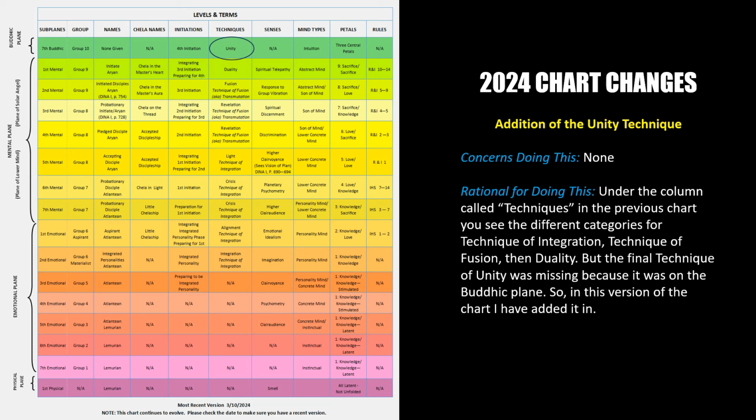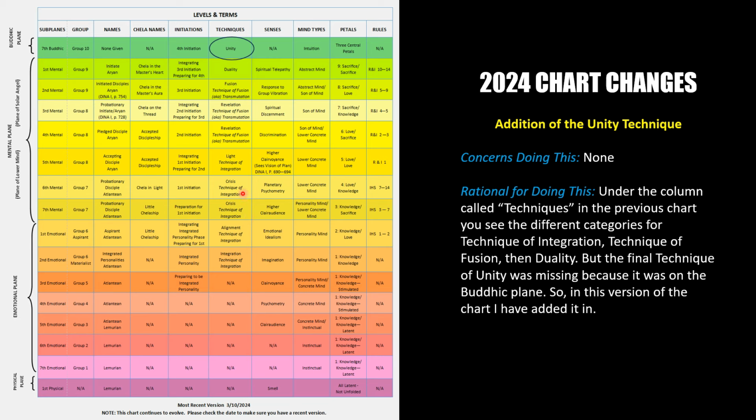My rationale for doing it: under the column called techniques in the previous chart, you see the different categories for technique of integration, technique of fusion, then duality, but the final technique of unity was missing because it was on the Boudic plane. So in this version, I added the Boudic plane in so you could see that final technique. And again, the techniques are, first and foremost, you have the technique of integration. And that includes integration, alignment, and then you have a crisis.